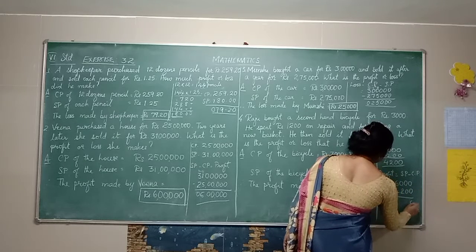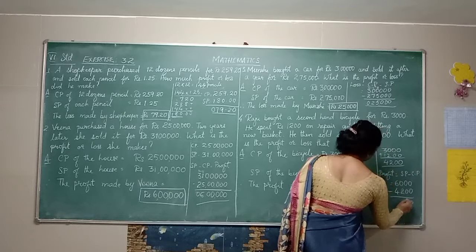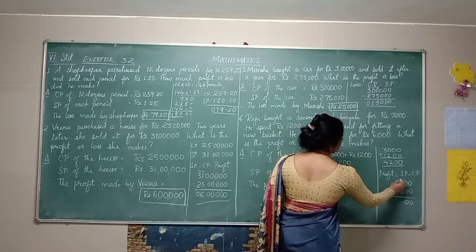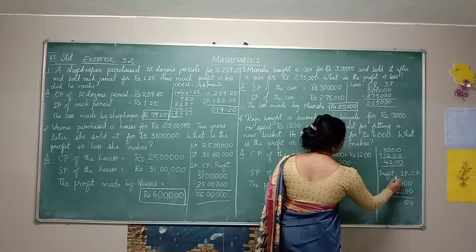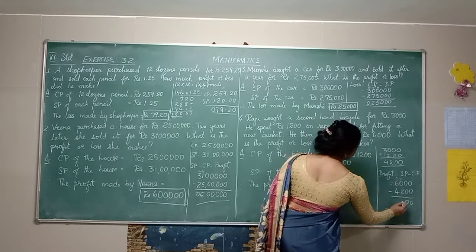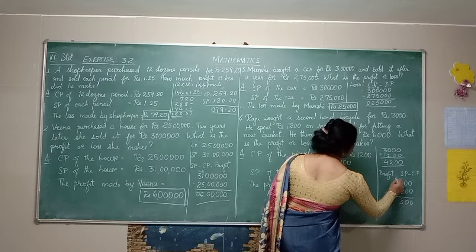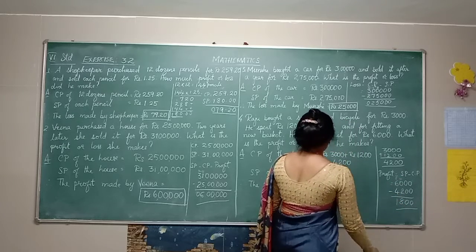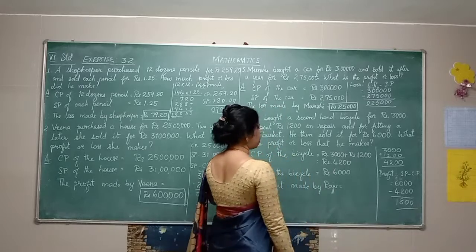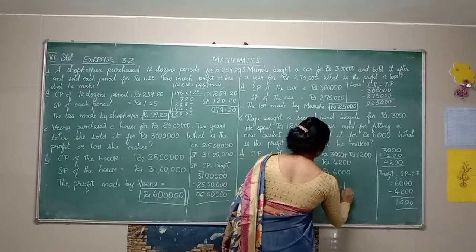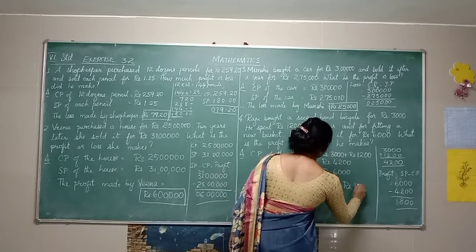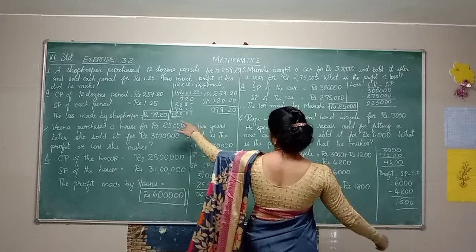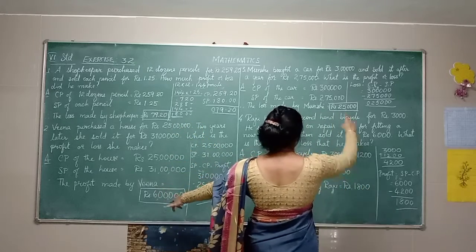0 minus 0 is 0. 0 minus 0 is 0. From 0 you cannot minus 2, so you are going to borrow, this becomes 10 and here it will be 5. From 10 if you minus 2 it is 8. From 5 if you minus 4 is 1. So Raju is getting a profit of rupees 1,800. See, wherever the unit has come, we have written rupees. If rupees has come, unit, right?